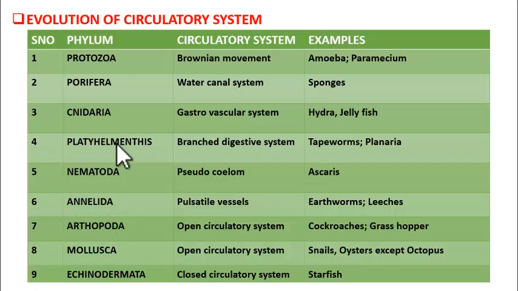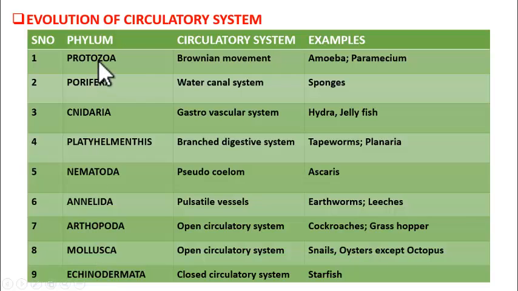And before Annelida, there was no circulatory system. Instead, they have other structures. So let us see what are the structures that helped the primitive organisms to have circulation. And then we proceed from Annelida onwards. Got it, students? Shall we start?